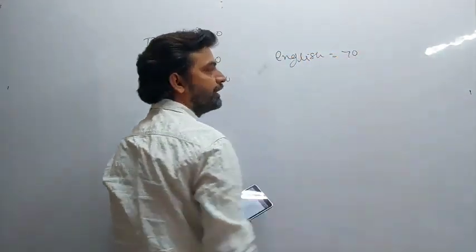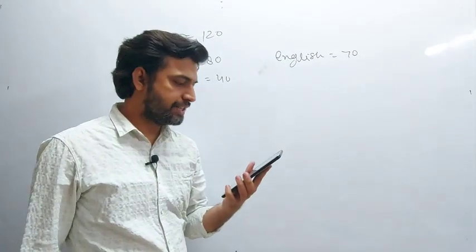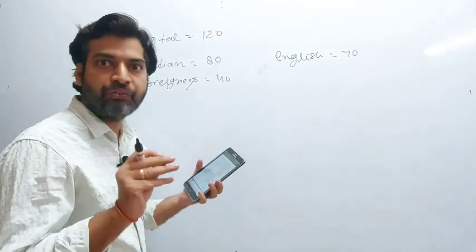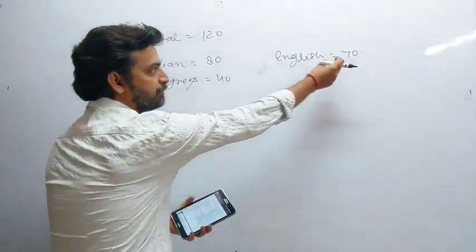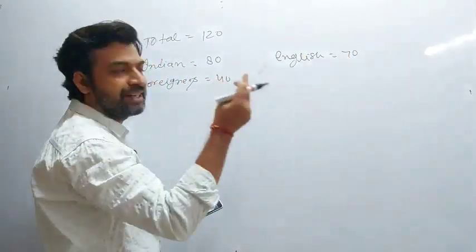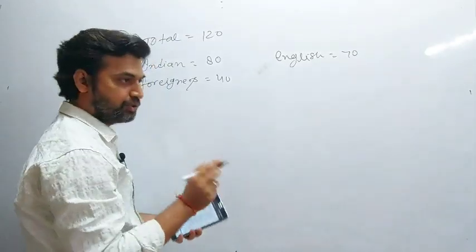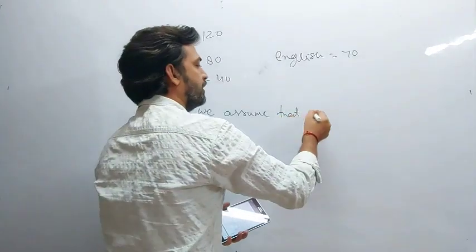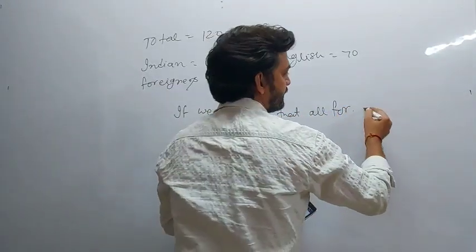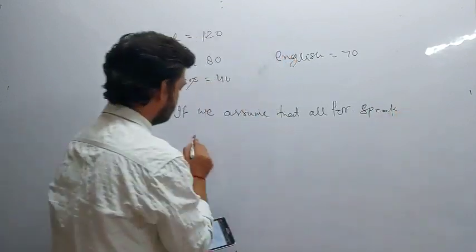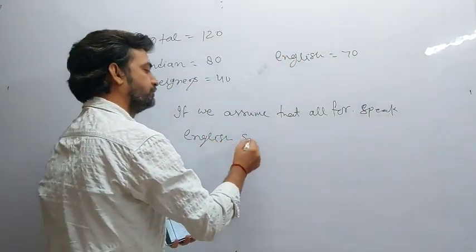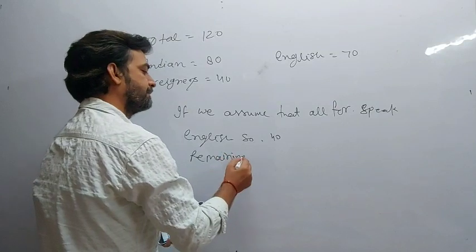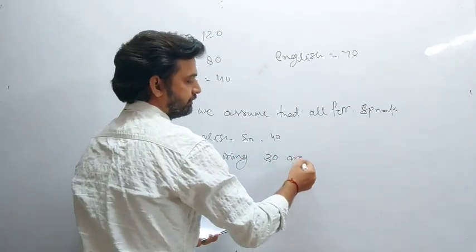So 70 persons can speak English. Now the question asks for the number of Indians who can speak English. If we assume that all foreigners speak English, that means out of this 70, 40 are foreigners. So the remaining 30 are Indians, if we assume that all foreigners speak English.